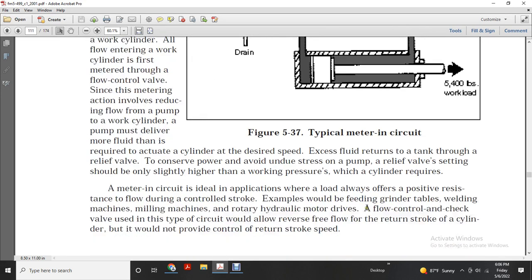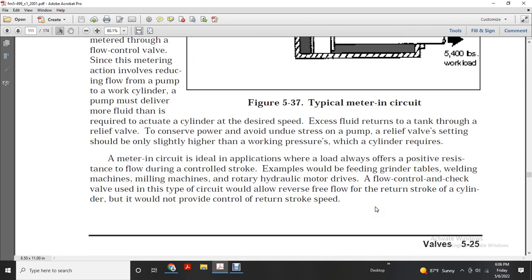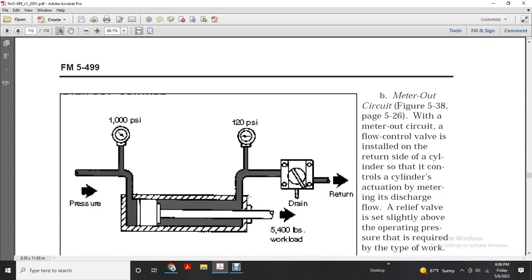A meter in circuit is an ideal application where the load always offers positive resistance to flow during the control stroke. For example, a feed grinding table, welding machines, or a milling machine with a rotary hydraulic motor drive. A flow control check valve at the tip of the circuit would allow reverse free flow on the return stroke of the cylinder, but would not provide control of the return stroke speed.